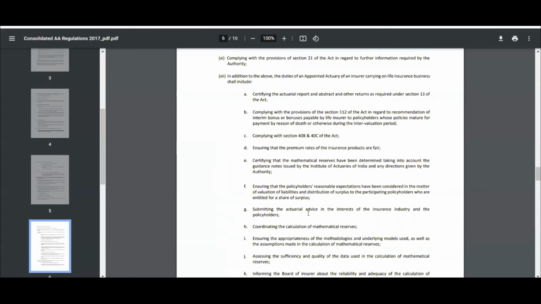So the appointed actuary is required to certify the reports that are submitted as per the actuarial report abstract. As I mentioned, the actuarial report abstract is a collection of reports, and those are required to be submitted to the regulator. The appointed actuary needs to certify the mathematical reserves have been calculated as per the actuarial practice standards released by IAI, and any other guidance released by the authority, certifying or complying with section 40B and 40C. 40B and 40C are related to expense, and we will cover that expense regulation later.